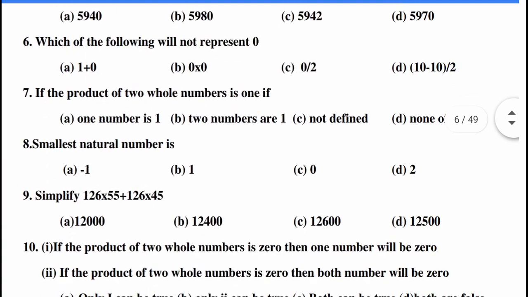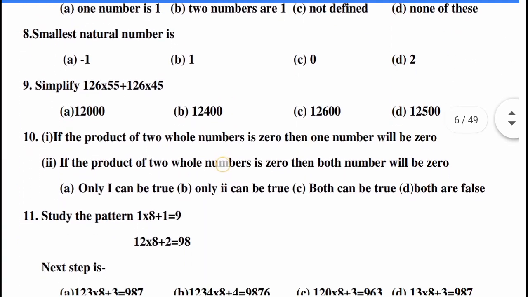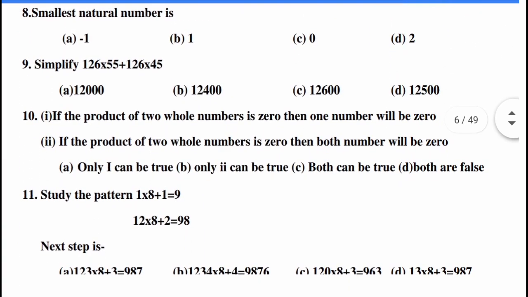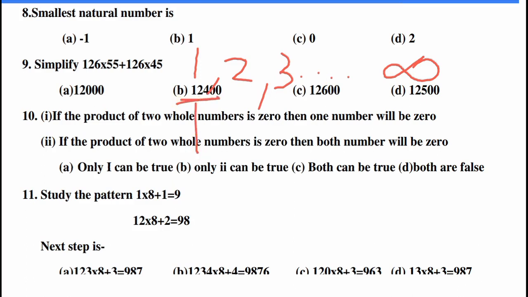Next question is, the smallest natural number is, and we know that natural numbers start from 1. 1, 2, 3 up to infinite are natural numbers, right? So here we can say that the smallest natural number is 1, and it is option B. Question number 9.